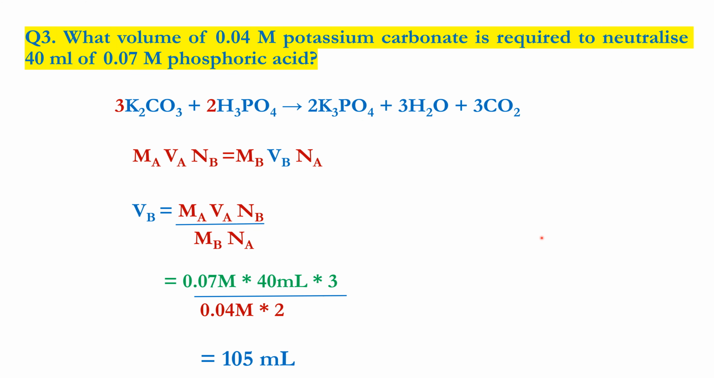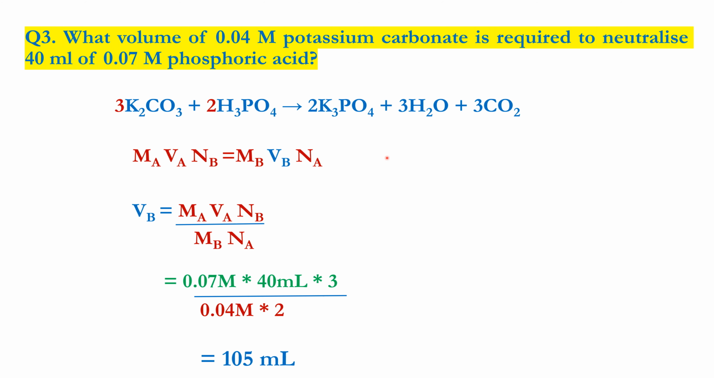So let's look at another example. What volume of 0.04 mole potassium carbonate is required to neutralize 40 ml of 0.07 mole phosphoric acid? So this is the balanced equation for the reaction.